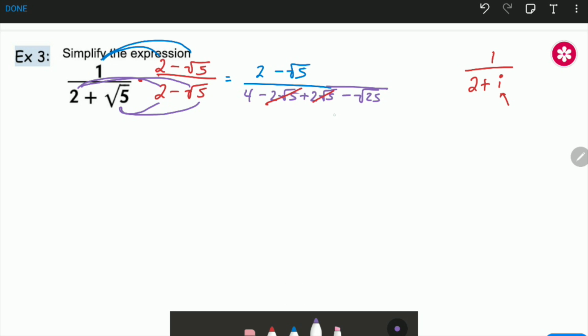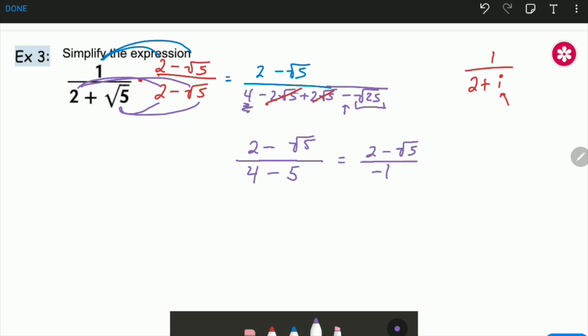Going through to finish this problem, we would try to simplify the radicals. The top one, square root of 5, I can't simplify. However, on bottom, the square root of 25 is 5. So the bottom piece will become our 4 minus our square root of 25, which is 5. And 4 minus 5 is negative 1. So we have 2 minus radical 5 over negative 1.